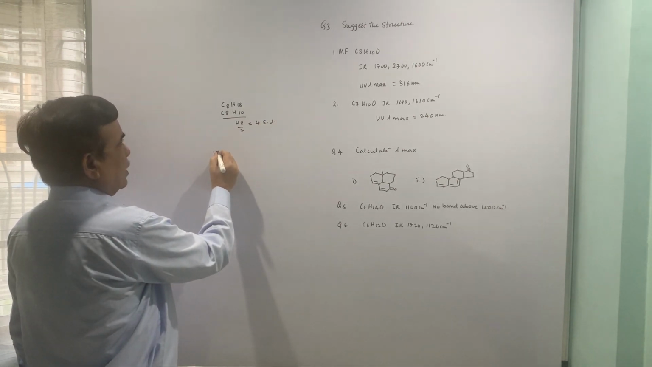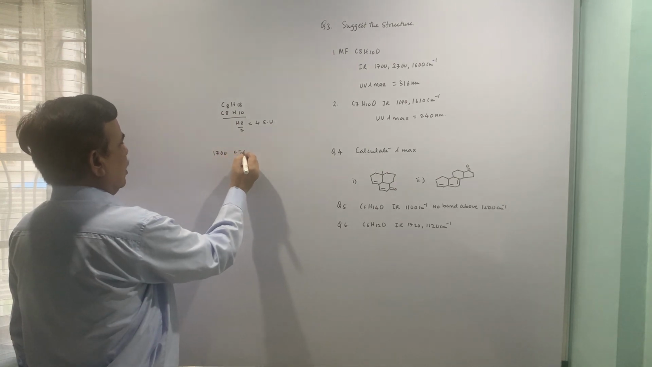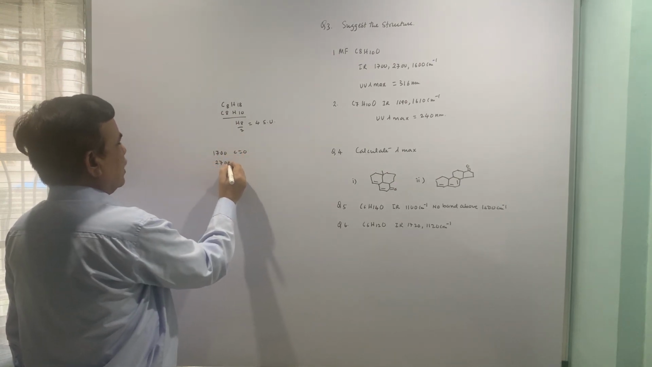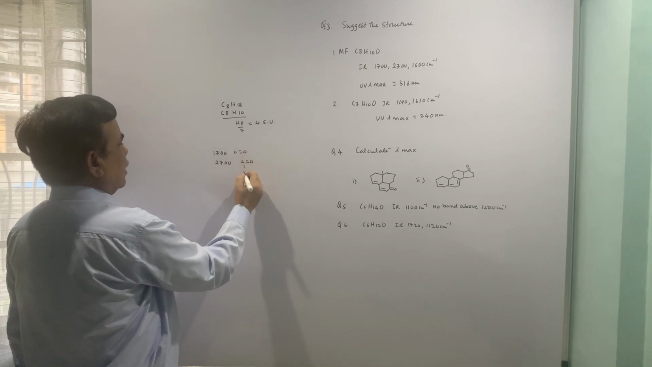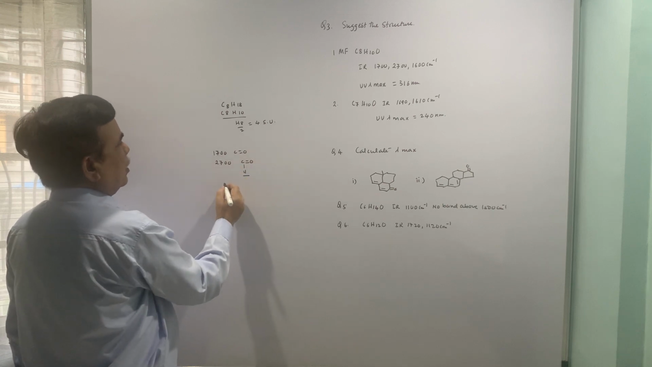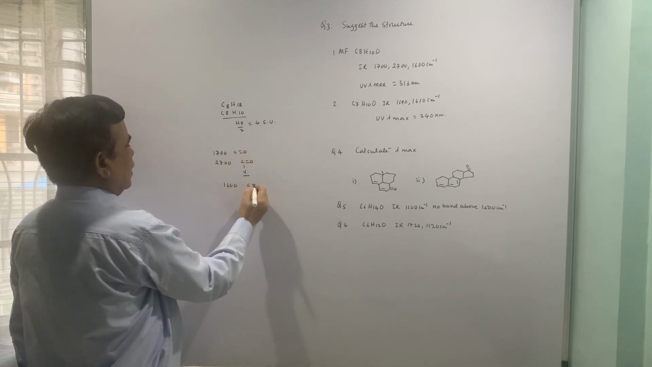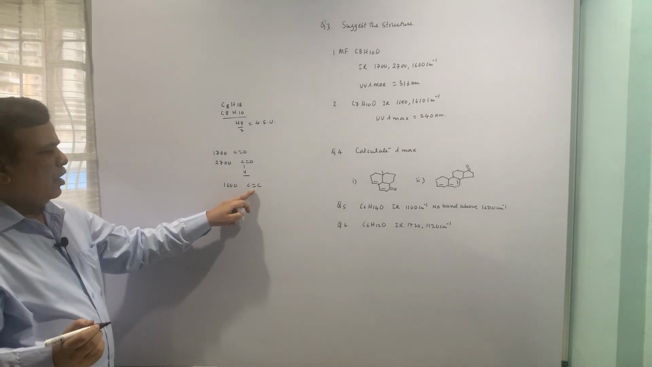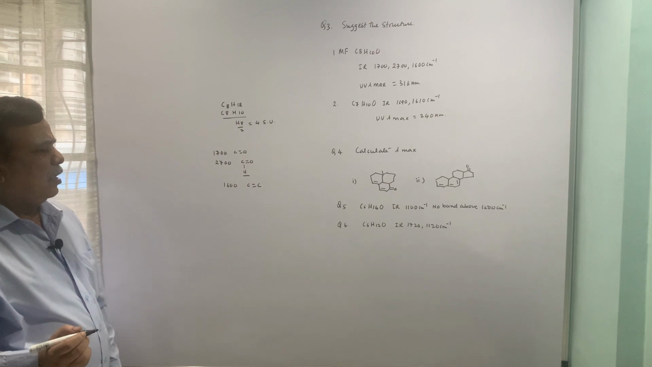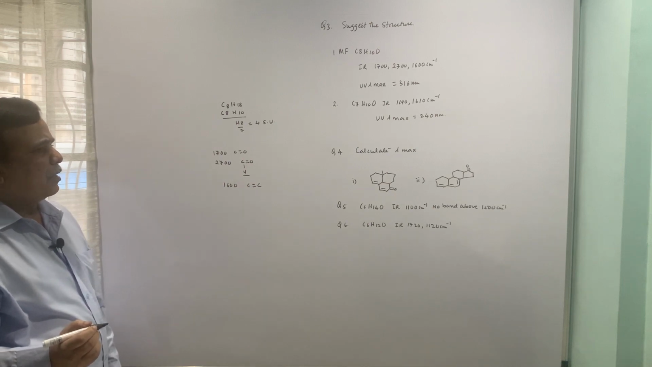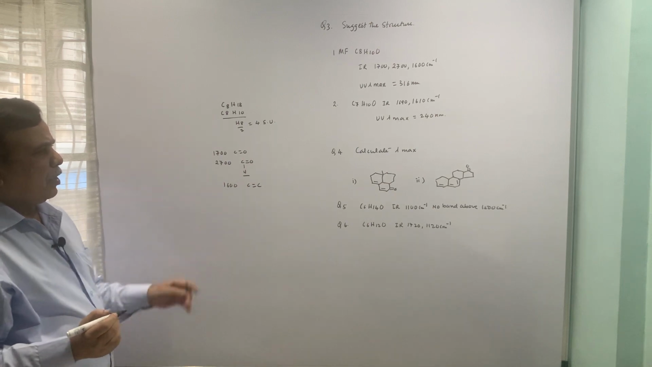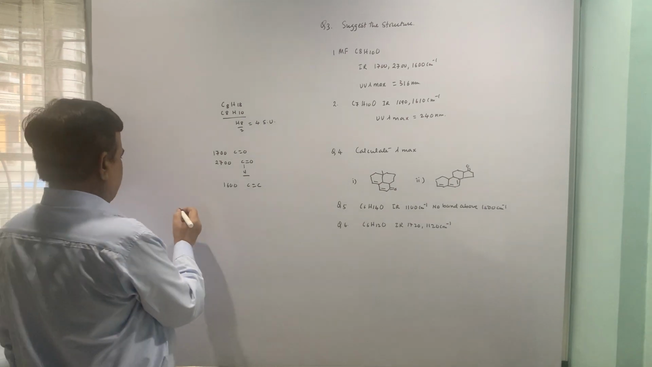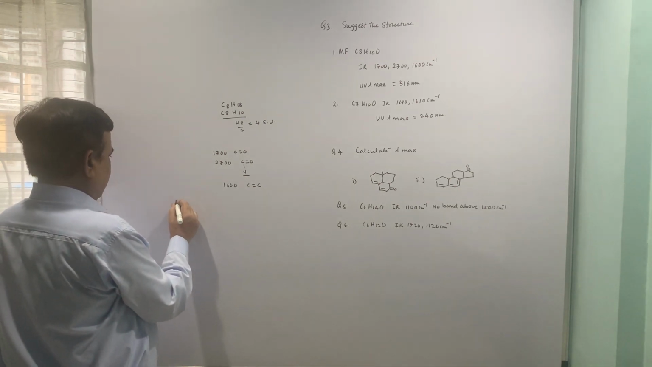Now IR 1700 suggests carbonyl, 2700 suggests aldehydic CH, 1600 suggests C double bond C. So there are two functional groups, a double bond and the carbonyl of an aldehyde is going to be there. And moreover you have to have 4 sites of unsaturation. I am just putting the possibilities.